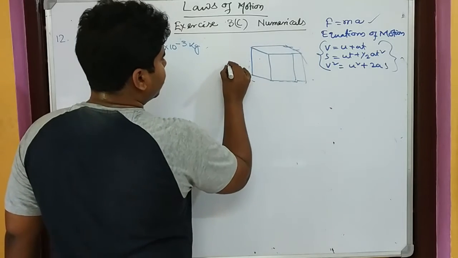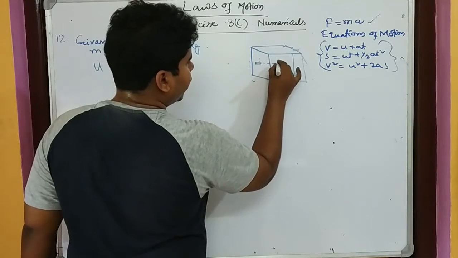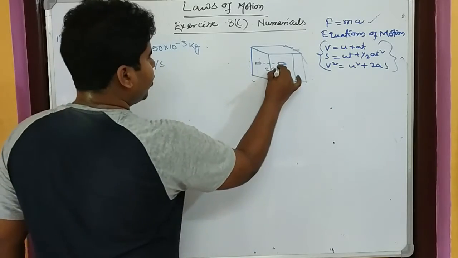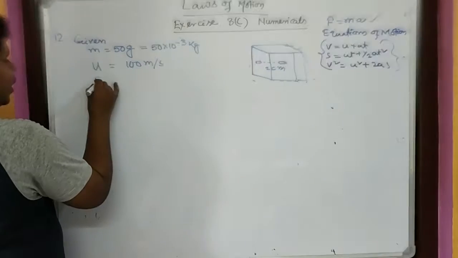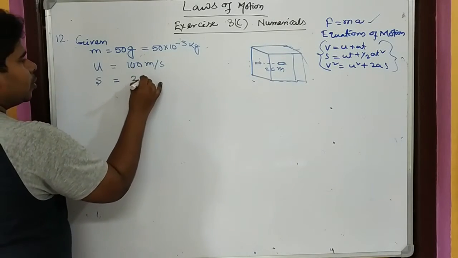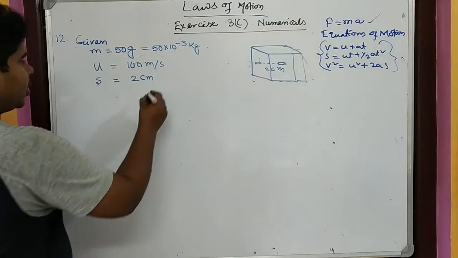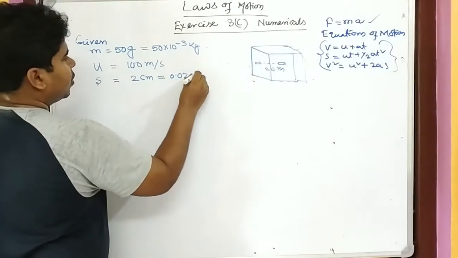Just like this. So the bullet has come, it is moving inside for 2 centimeter and then it stopped. So 2 centimeter is the covered distance inside the block. So S we can write 2 centimeter. S is equal to 2 centimeter. If I convert it into meter, it is 0.02 meter.